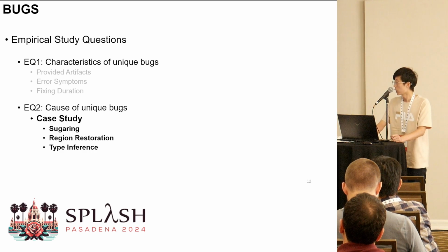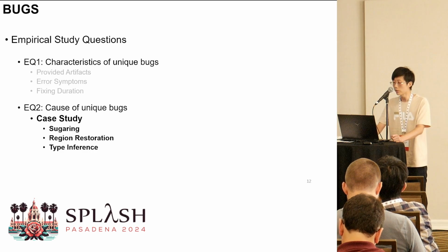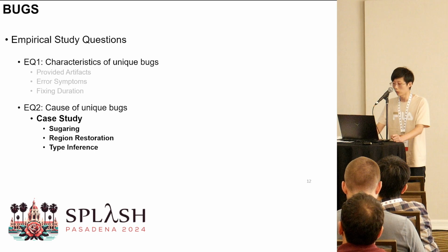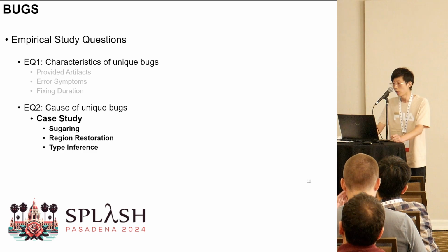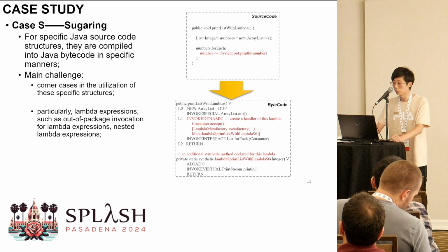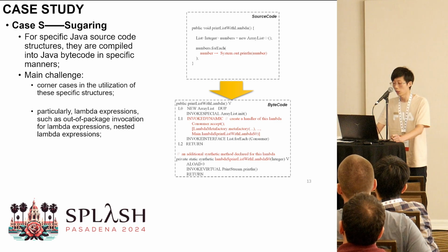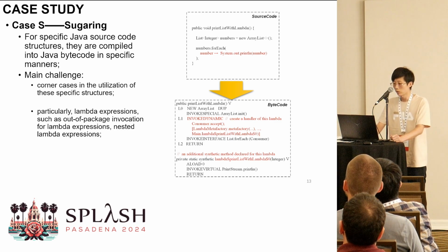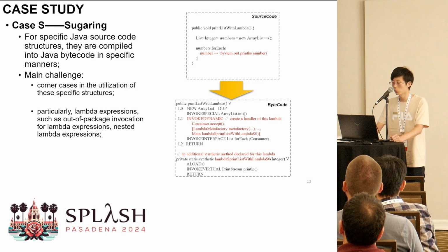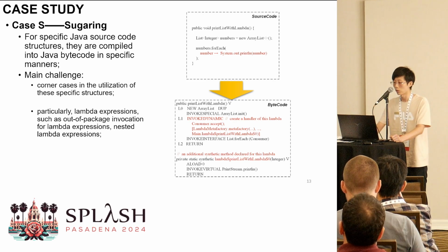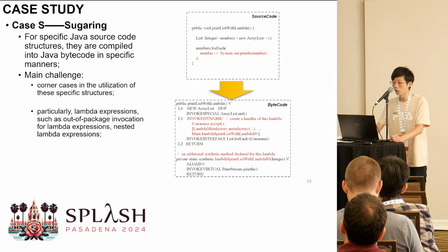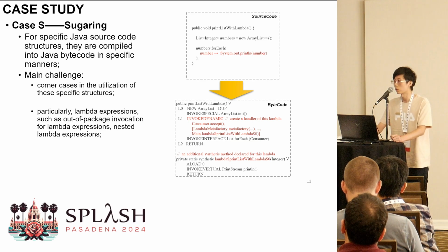And here we give some interesting cases that we found in the fixing commits of these bugs. The first kind of these cases is related to sugaring, or we name them case S. Specific Java source code structures such as lambda expressions and anonymous classes are usually compiled into multiple Java bytecode instructions in specific manners.